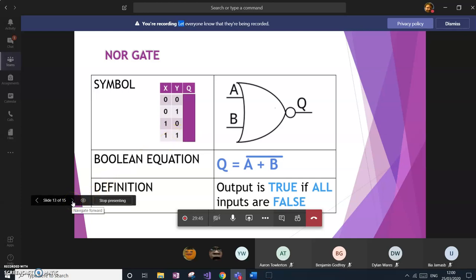And then let's remove it and see what we've got. Okay, so you can kind of see that a NOR gate is pretty much the reverse of an OR gate. And the only time we're going to pass through a value of 1 is when both the inputs are false. So if A is a 0 and B is a 0, Q will be a 1.